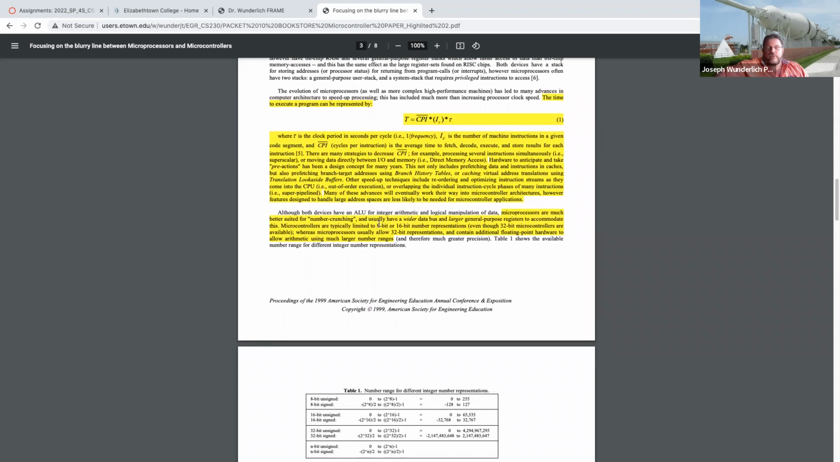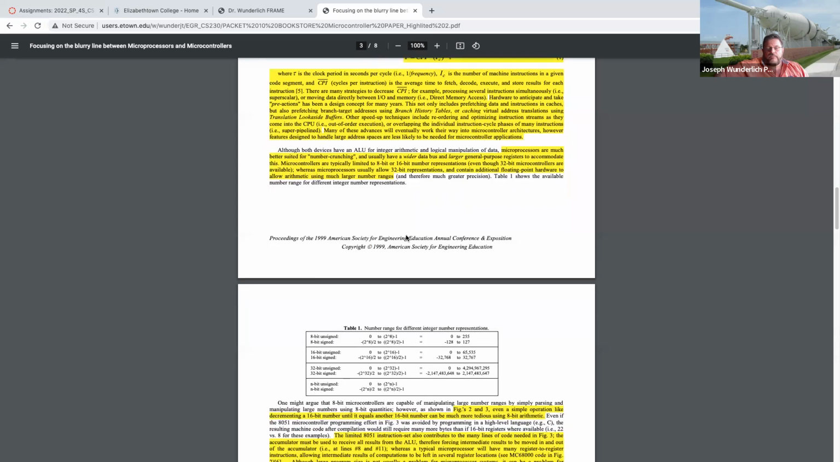Microprocessors are much better suited for number crunching. We're going to talk about floating point in detail coming up here, and you'll appreciate the complexity of processing floating point compared to integers, whereas microcontrollers are typically just integers. Microprocessors usually have a wider data path and larger general purpose registers to accommodate this. Microcontrollers are typically limited to 8 or 16-bit number representations. Well, 32s now are common. I wrote this paper in '99, and so you can just bump up any little number here. The principles stay the same.